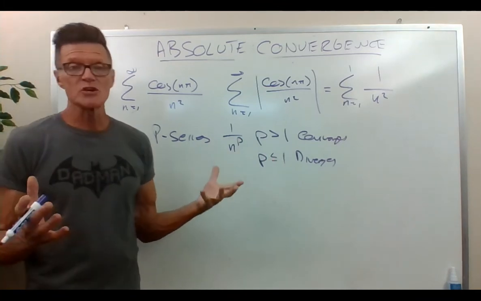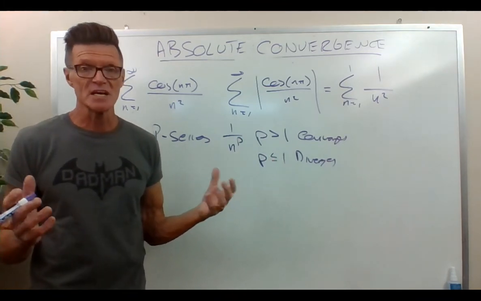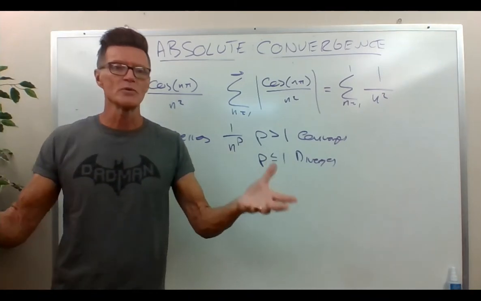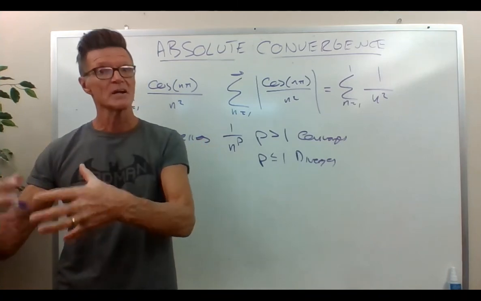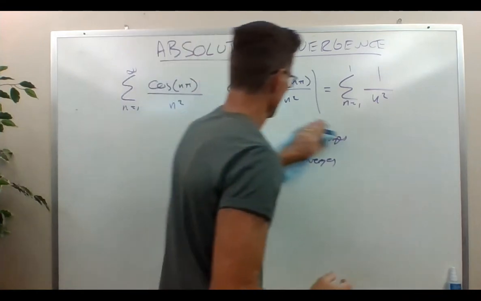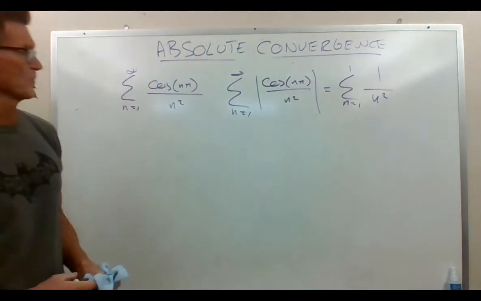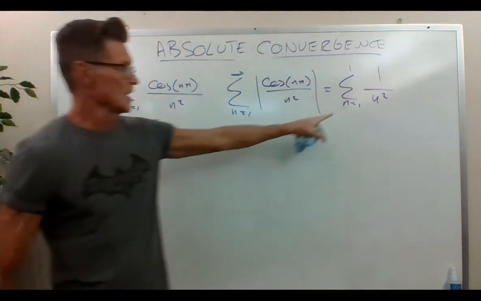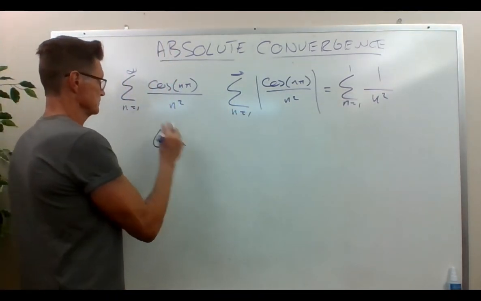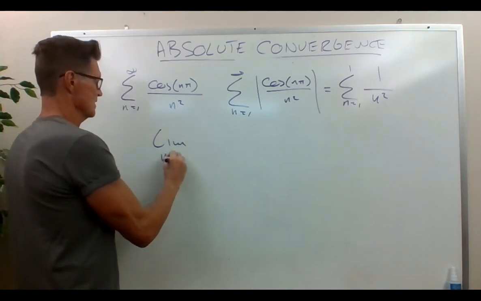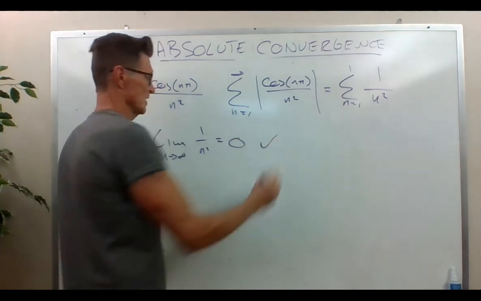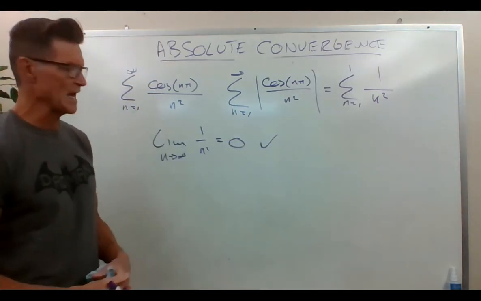Now, do I need to go and test for the alternating series test? No. You could do the alternating series test. In fact, let's do it just for the heck of it, but it will automatically converge. Good review of the alternating series test. So for the alternating series test, we're going to test 1 over n squared. So we want to find the limit as n approaches infinity of 1 over n squared. Well, that's 0. Check.